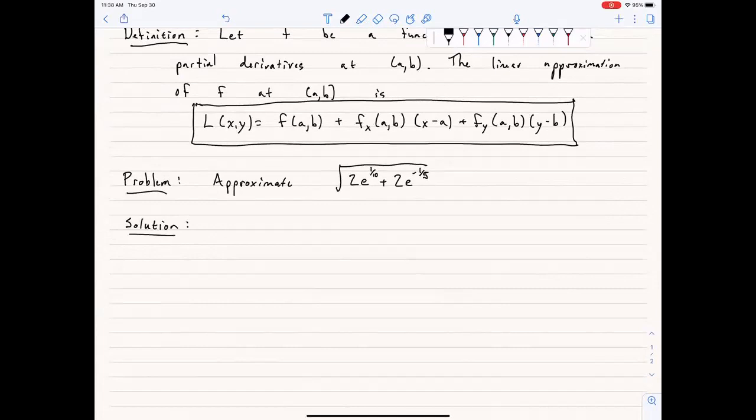So our solution is, first we're going to observe at this point 1/10, minus 1/5. Well, I'll do 1/5. This is not that important. You can do whatever you want. Observe that this point is close to the origin, which I'll call (a, b).